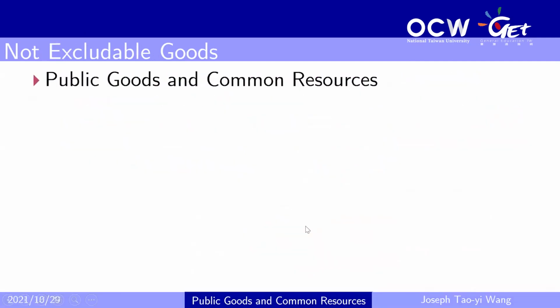Okay, the key issue for these goods is not excludable goods. So public goods and common resources are the two topics of this chapter. The common characteristic of these two goods is that they're both not excludable. And that's the problem.